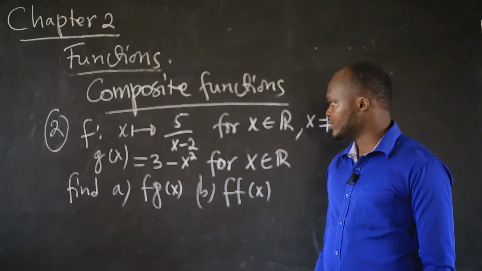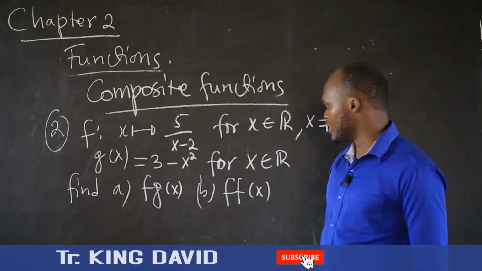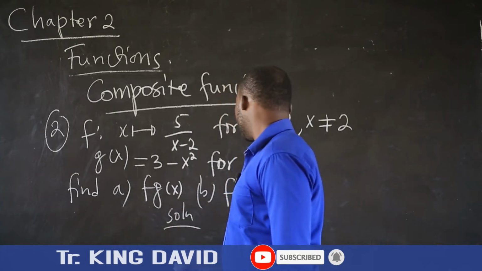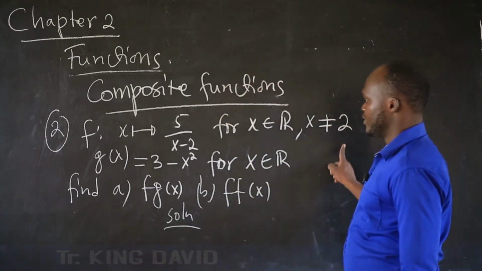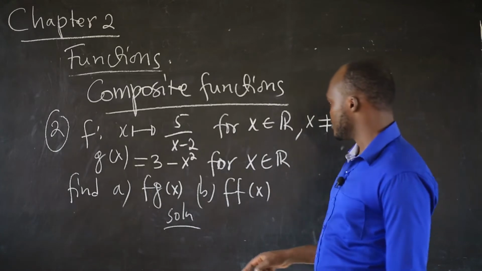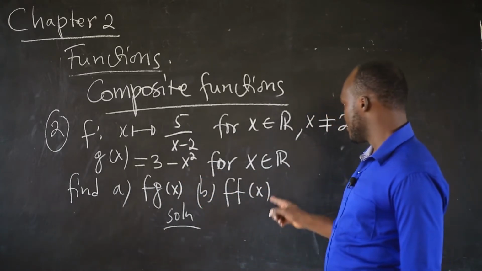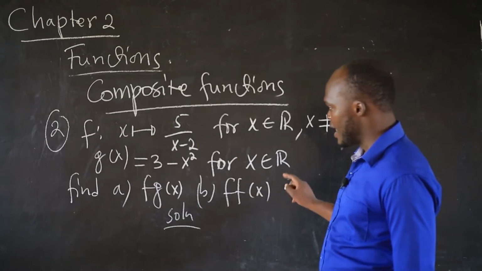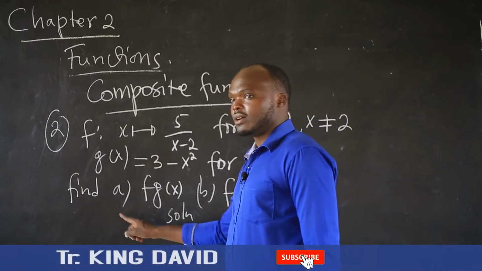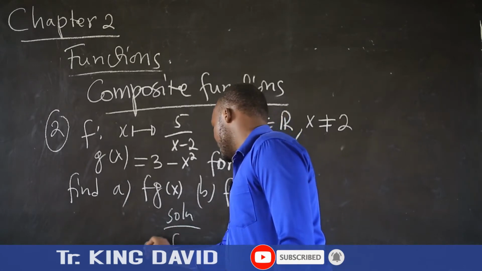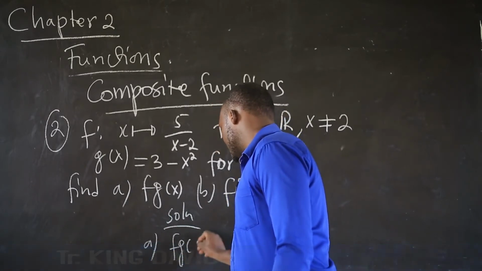So let us go to number 2. Number 2 is saying that we have f of x equal to 5 divided by x minus 2, where x is different from 2, and we have g of x equal to 3 minus x squared, where x is a real number. So now question 1 is saying find f of g of x. Find f, that is, f of g of x.